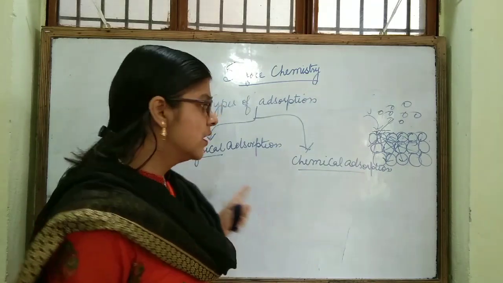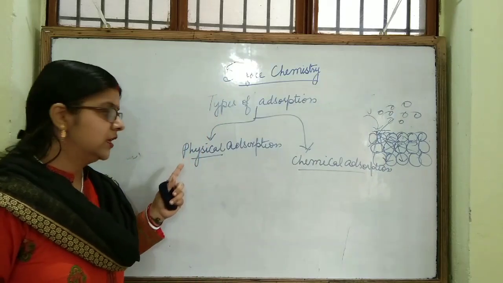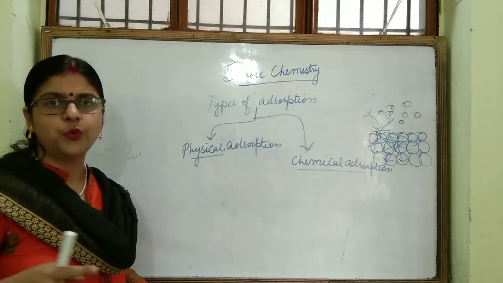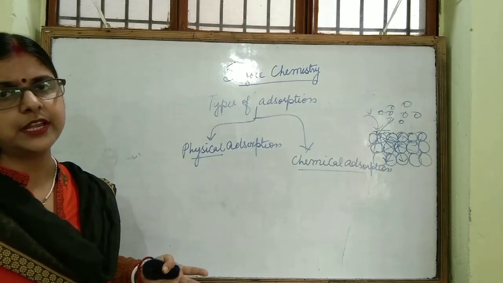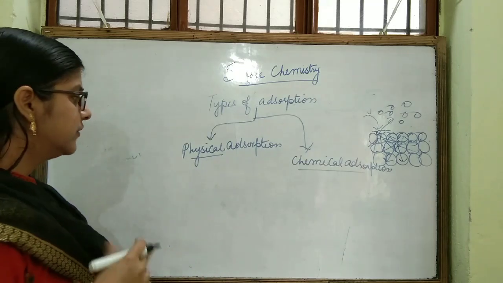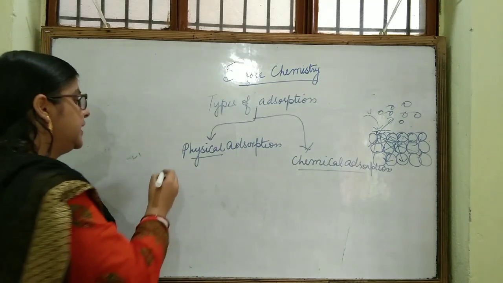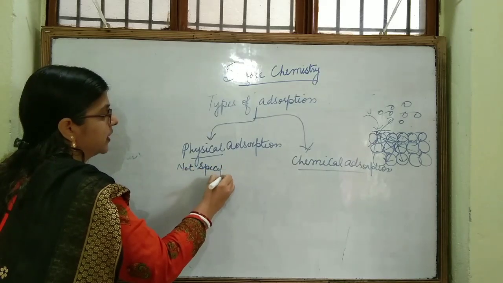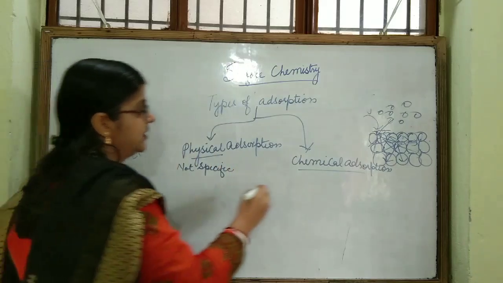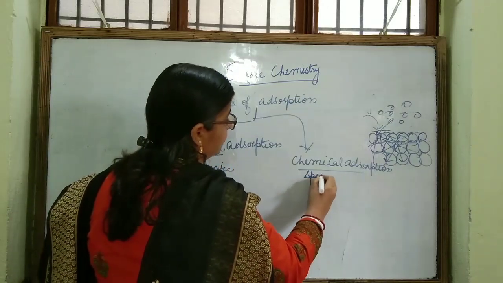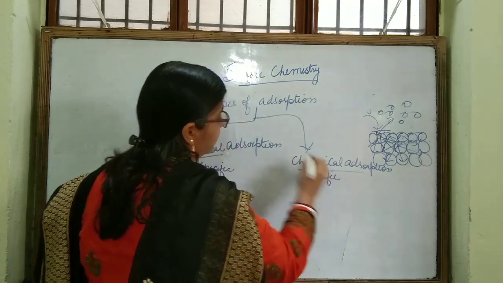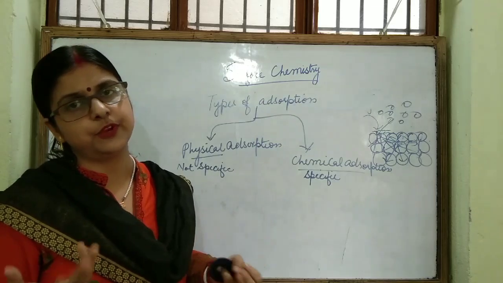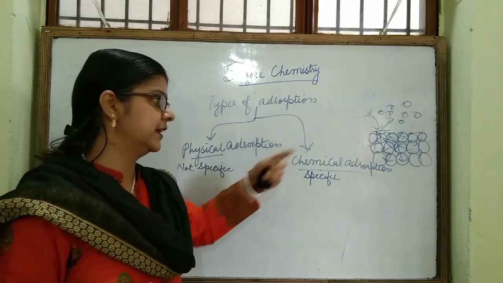So here, which force is working? Here, van der Waals force of attraction. Here, a real chemical bond exists between adsorbate and adsorbent. Next, some other differences. Physical adsorption is not specific; anything can be adsorbed over anything. Chemisorption is specific, students, because there is a real chemical bond between adsorbate and adsorbent.